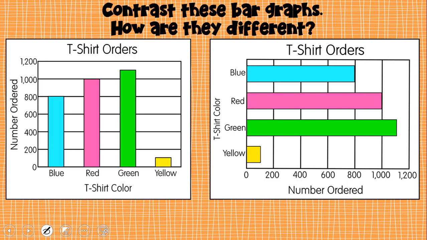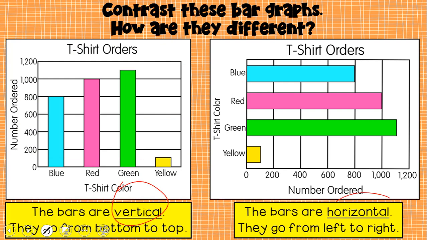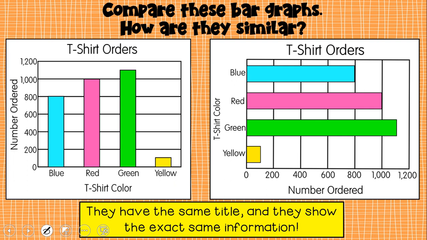So here are the 2 different types of bar graphs. Now, it doesn't matter which one you decide to make. This one is vertical and this one is horizontal. So that's the only difference. Everything else is the exact same. They have the same title, they have the same information, they have the same scale, they're getting the same thing. So it's just a matter of what you prefer, okay?